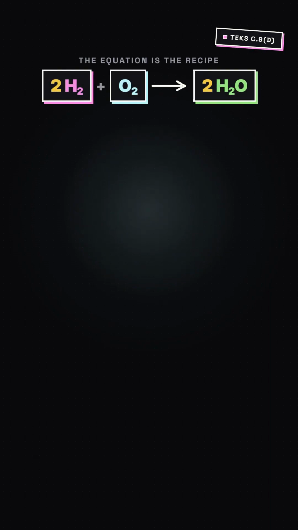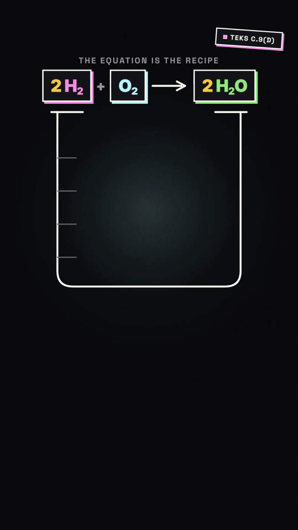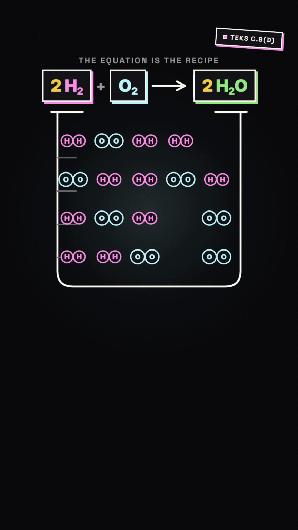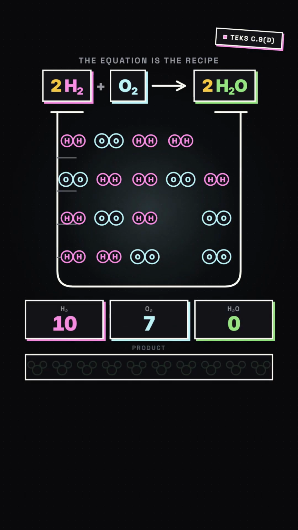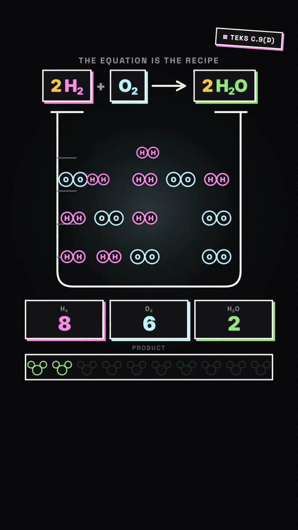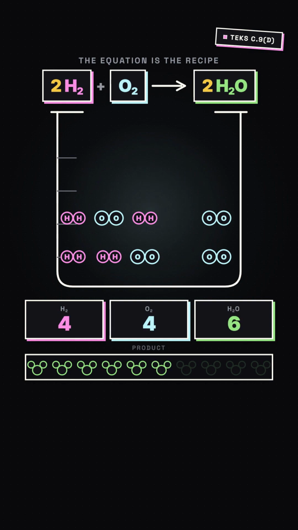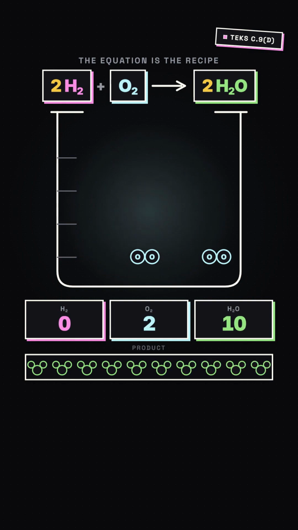Chemistry does exactly this, and the balanced equation is the recipe. 2 hydrogen molecules plus 1 oxygen molecule makes 2 waters. So put 10 hydrogens and 7 oxygens in a flask. Every oxygen grabs 2 hydrogens, 1, 2, 3, 4, 5, and the hydrogen is gone. 10 waters made and 2 oxygen molecules left with nothing to react with.